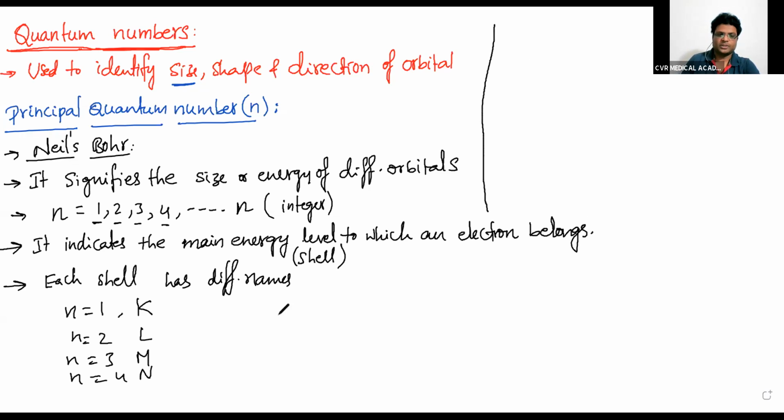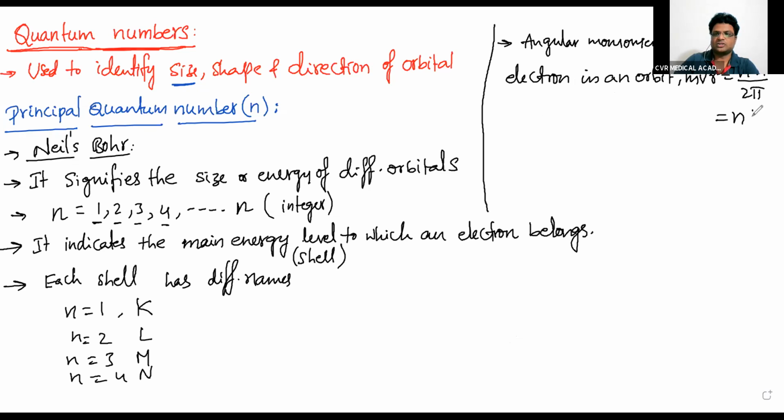Okay, so what additional information do we get from this principal quantum number? Angular momentum. You know this formula also. The angular momentum of an electron in a shell or in an orbit is given by mvr is equal to nh by 2 pi, or nh cap also. nh by 2 pi or nh cap, the other formula.